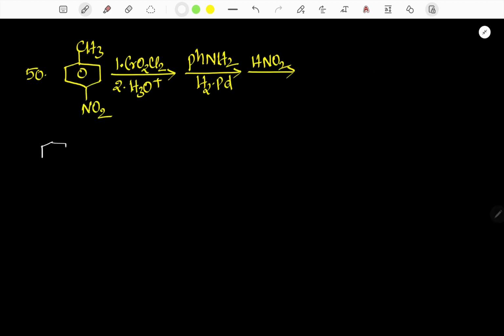Next one, methyl group and NO2. Now we are using CrO2Cl2 and H3O plus. It is an Etard reaction condition.